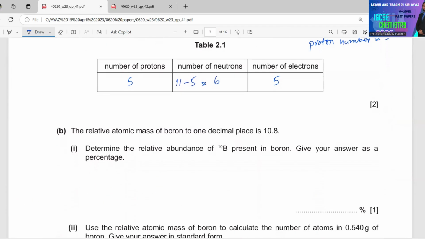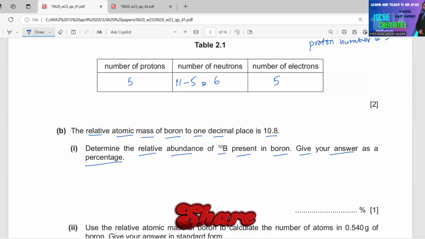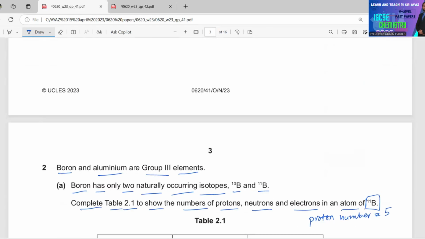Moving to the next part, the relative atomic mass of boron to 1 decimal place is 10.8. Determine the relative abundance of B10 present in boron. Give your answer as a percentage. Now the Ar, or relative atomic mass, of boron is given, which is 10.8. We need to find the relative abundance of B10. There are 2 isotopes, B10 and B11.